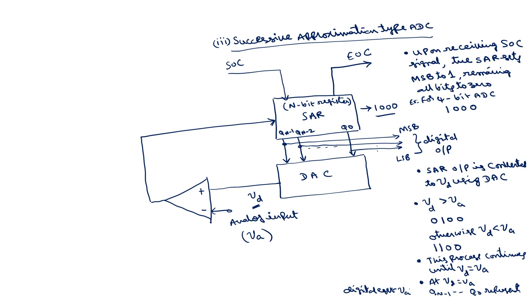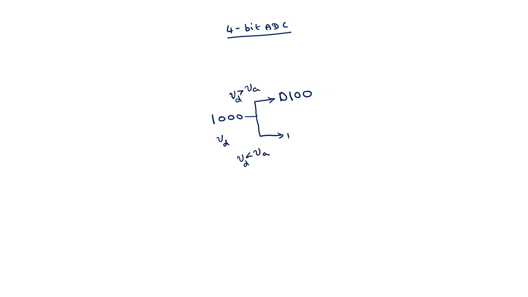This will be better understood if I take an example of a 4-bit ADC. So the first value of the 4-bit ADC is 1000. From this we have two options. If this VD is greater than VA, then the first MSB bit will be reset and the next MSB bit will be set. If VD is less than VA, then the first MSB bit was 1, we will keep the first MSB bit 1 and we will set the second MSB bit also.